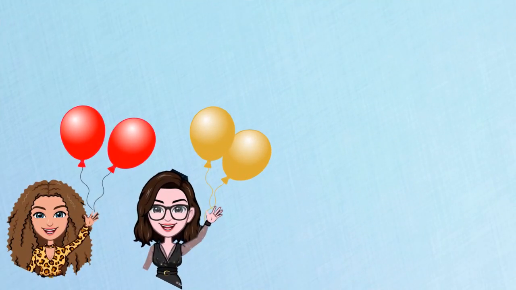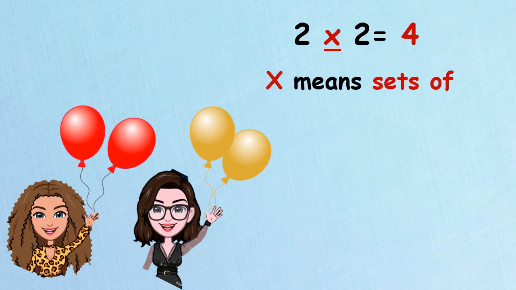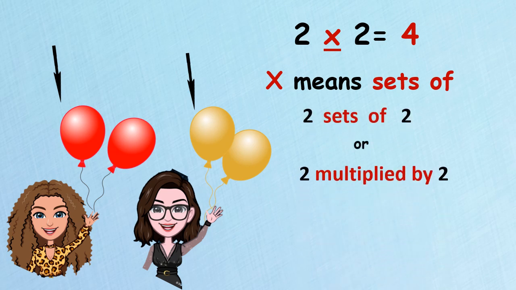So here we have our balloons. And we just said that 2 multiplied by 2 will give us 4. We said the multiplication sign means sets of. So we have 1 set, 2 sets, 2 sets of 2. Or we could say 2 multiplied by 2. Or we could say 2 times 2. And they all mean the same thing.